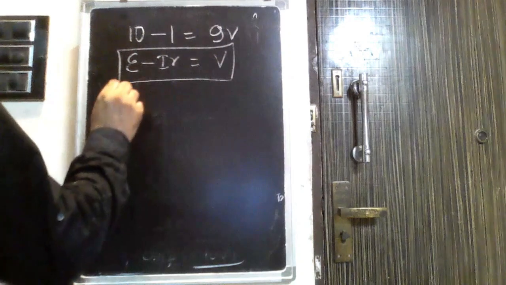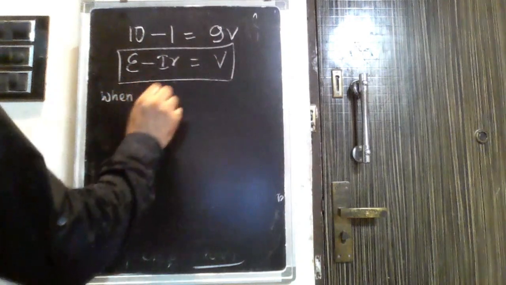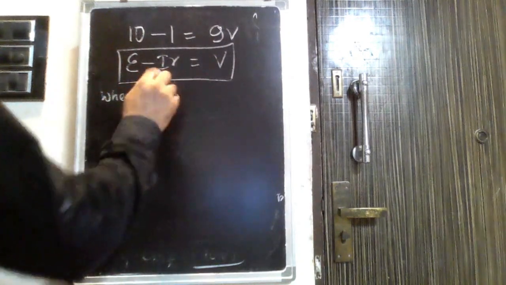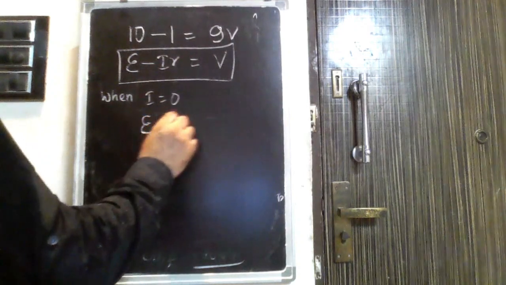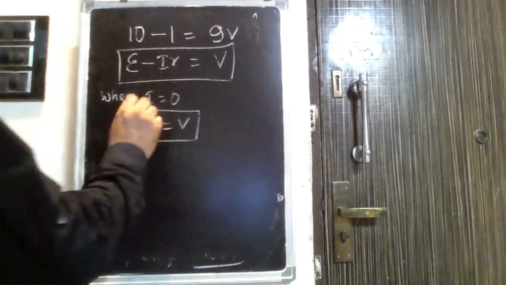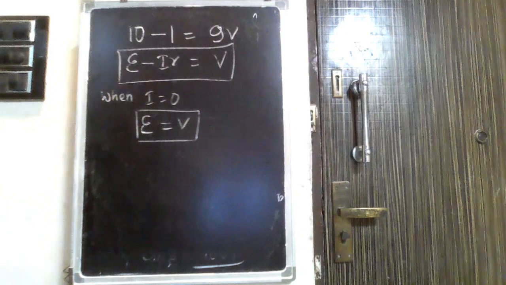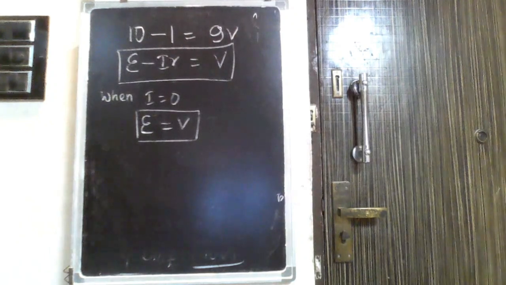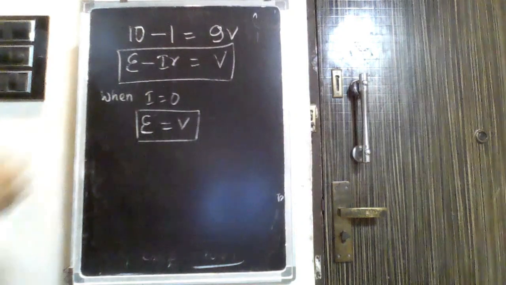So what are the conditions we get from this? When I is 0, that means when there is no current flowing in the circuit, then E will be equal to V. Your terminal voltage and your EMF will always be the same when the battery is not in use. When the battery is in open circuit, the terminal voltage and EMF are always the same.